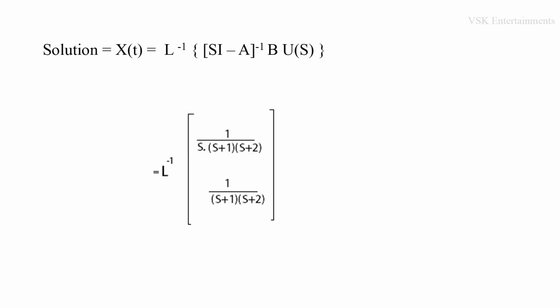Therefore, the solution x(t) is given as the inverse Laplace transform of (sI minus A) whole inverse B into U(s). We already know this value. Substitute it here. Then we are getting the inverse Laplace transform of this matrix. Now, to apply the inverse Laplace transform, we first apply partial fractions to this element as well as this element. After converting them into factors by partial fractions, we apply the inverse Laplace transform.